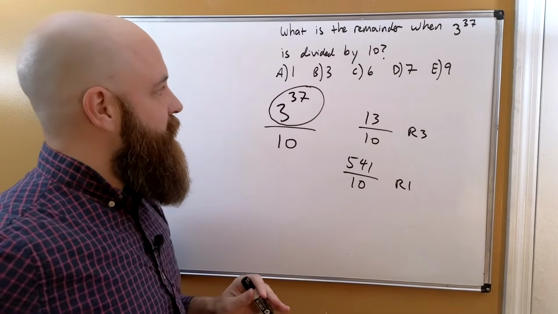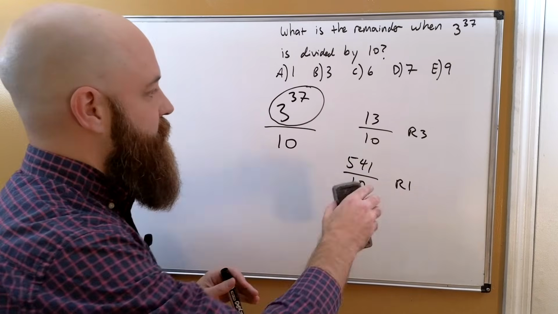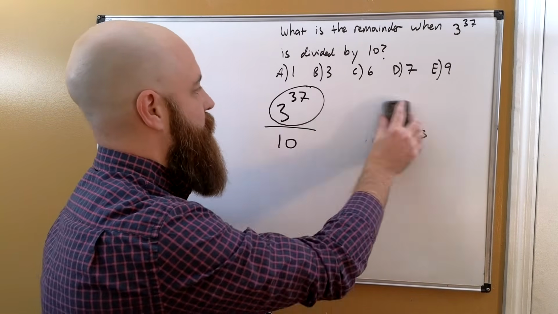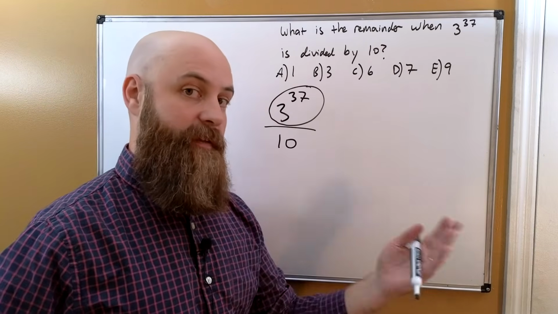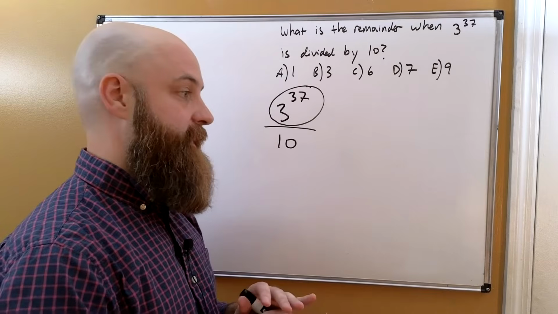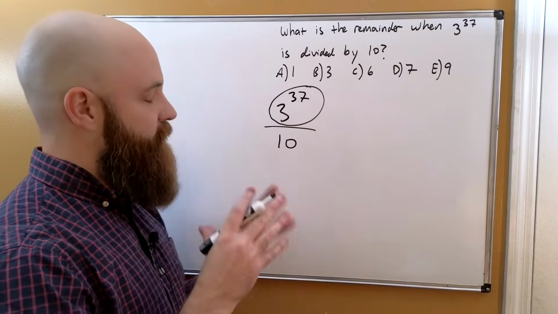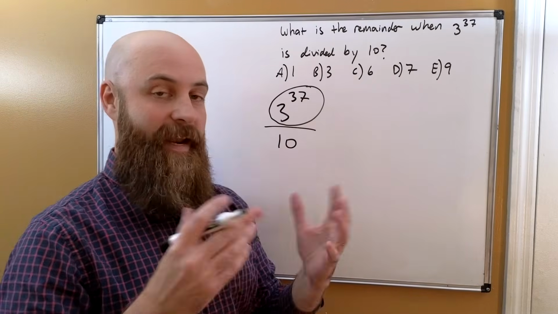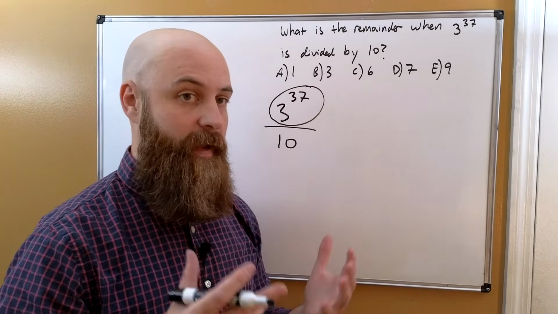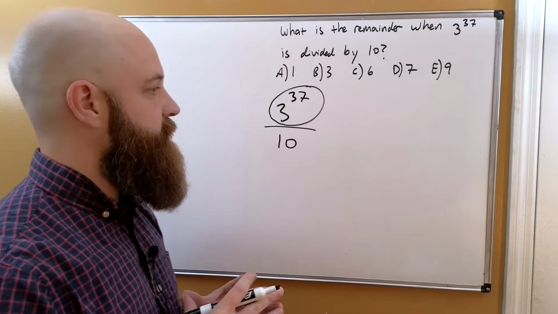Okay, so that takes me a little bit farther. What I'm looking for here is, what is the units digit of 3 to the 37? That'll tell me, when I divide 3 to the 37 by 10, what's the remainder? Okay, so I've simplified the question. What's the units digit of 3 to the 37? Well, again, I run into this problem that that's a huge number. I don't know off the top of my head what 3 to the 37 is.